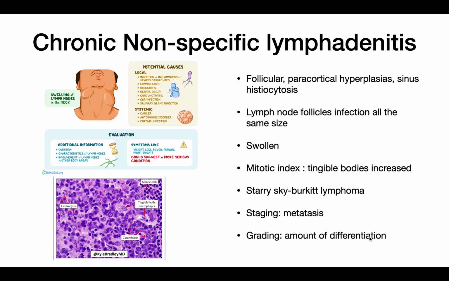So we want to see the amount of differentiation. As you can see here, these are the tingible body macrophages. So this is not a good sign. Here are the mantle cells. Here are the centroblasts, but it's looking a little bit disorganized. So in this patient, we need to keep an eye on them.